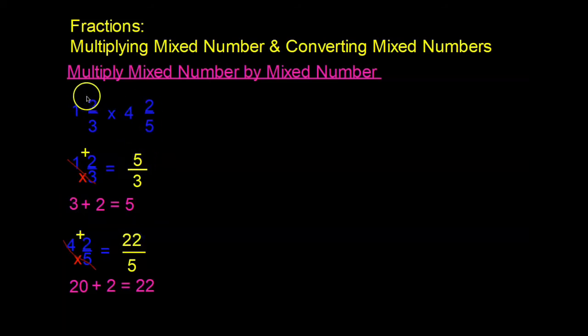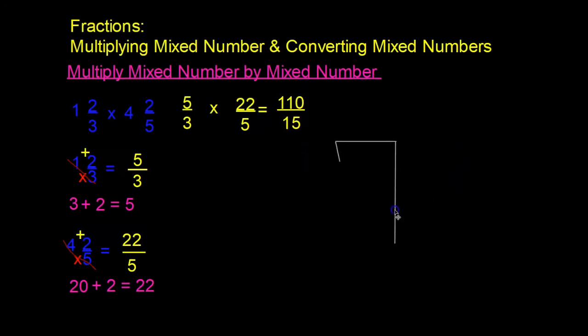Now we're going to rewrite this problem as 5/3 times 22/5. We then multiply 5 times 22, numerator times numerator, which is 110. 3 times 5 is 15, denominator times denominator, and we will get 110 over 15. 110 over 15 is a fraction greater than 1. We're going to need to change this back to a mixed number. So we're going to divide 110 divided by 15.